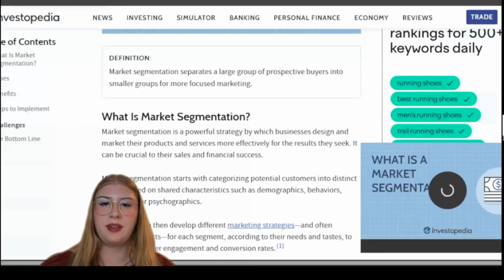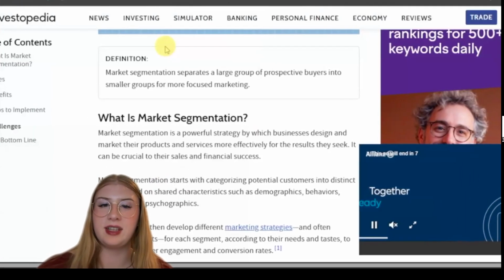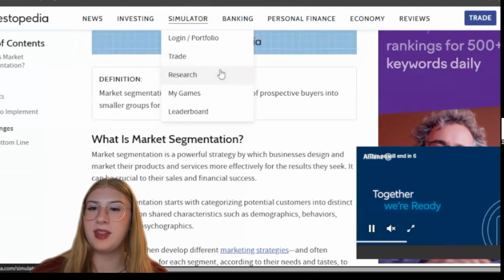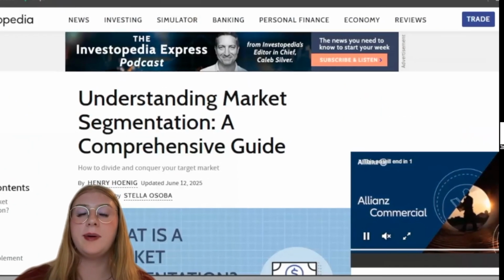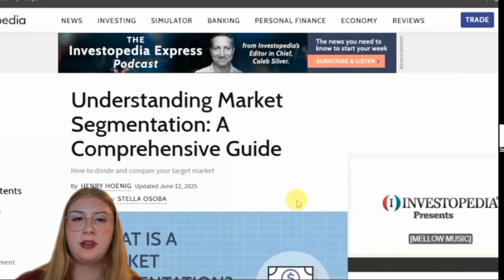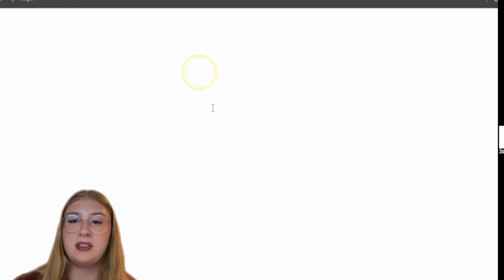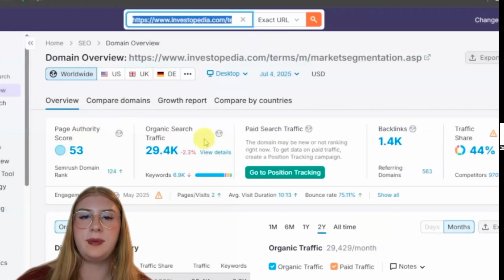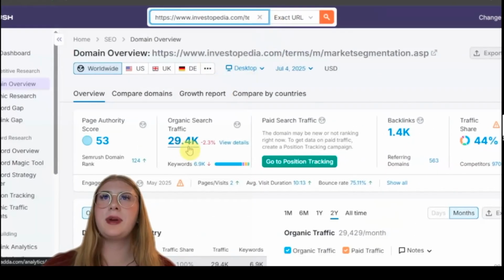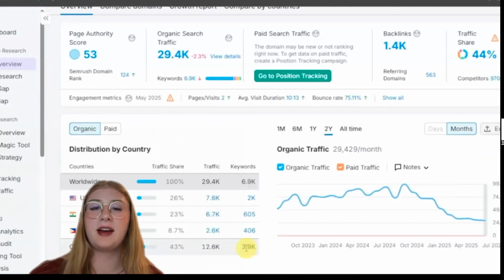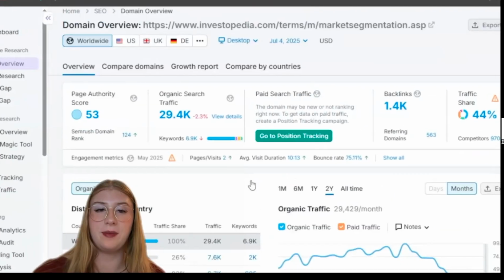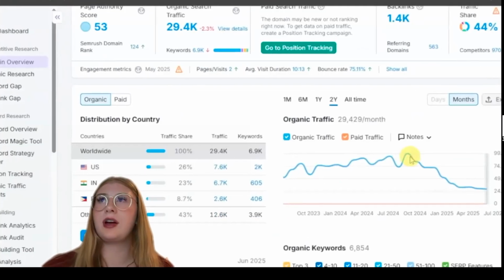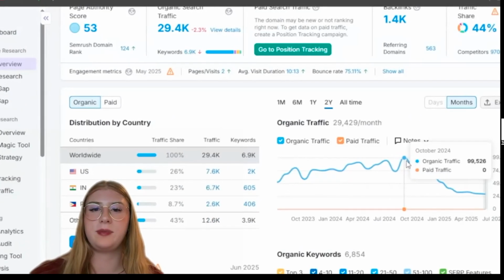Now that we've discussed the theory, let's dive into a real-world example of semantic SEO that is applied in practice. I pulled up an article from Investopedia about marketing segmentation. This is a great example of how semantic SEO is used efficiently. Let's take a look at this page. It's ranking for over 6,000 keywords and attracts around 30,000 organic visitors each and every month. At its peak, it was driving over 100,000 visitors per month.